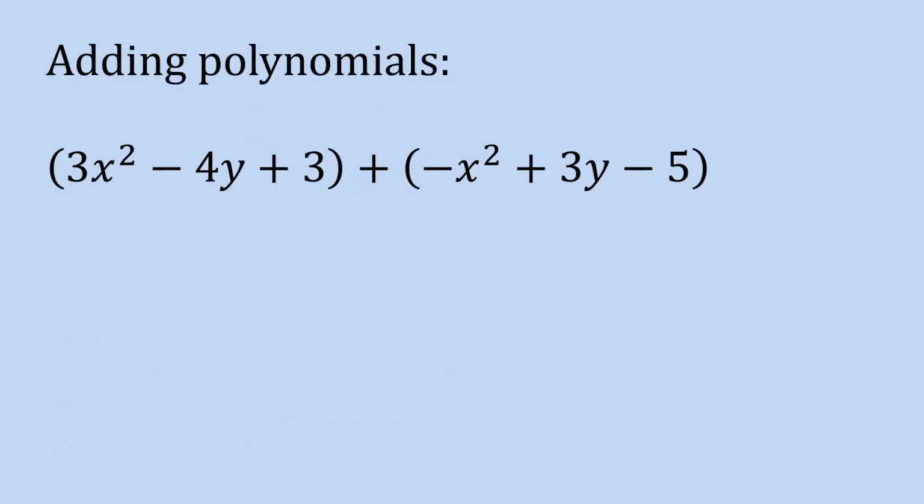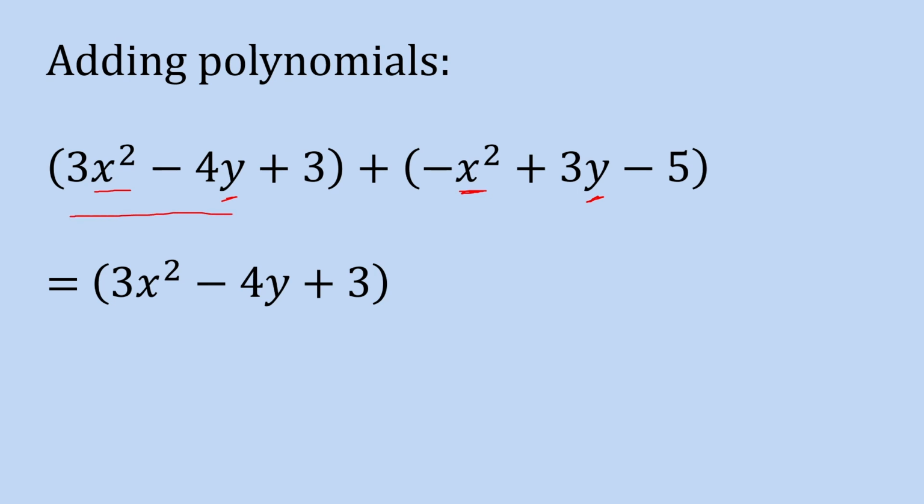Next example: 3x^2 minus 4y plus 3, in brackets, plus, in brackets, minus x^2 plus 3y minus 5. So here x^2, here also x^2, so these are like terms. This also, y and y. So we can write it like this: 3x^2 minus 4y plus 3 minus x^2 plus 3y minus 5.